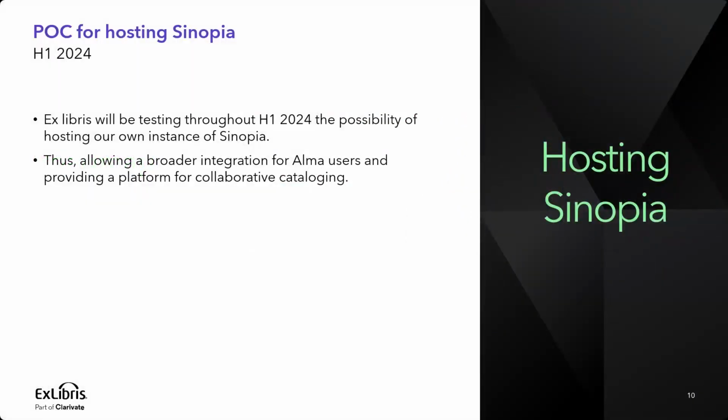So as I mentioned before, we've already incorporated an integration with our APIs with the existing instance of Sinopia. We are taking the first half of 2024 to test the possibility of hosting our own instance of Sinopia. This way, we will be able to create a broader integration for our Alma users, providing a platform for collaborative cataloging. And this will be a big chunk of our time in the first half, because we want to see if this is something that we want to incorporate and move forward with, which I think is a big change in the mindset for cataloging.